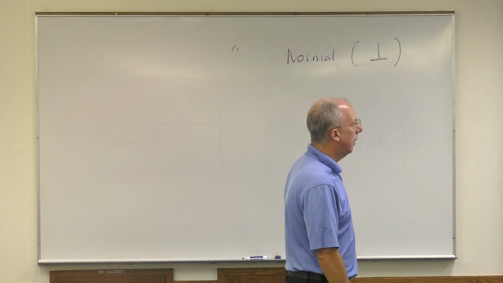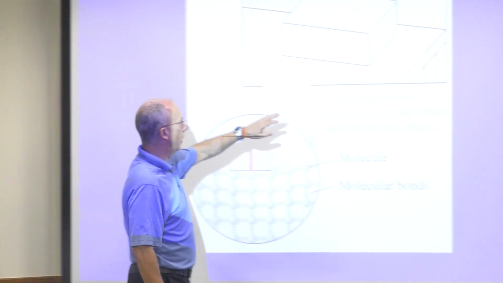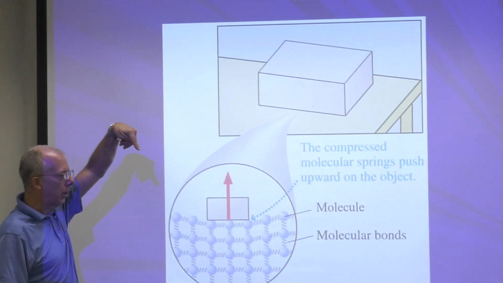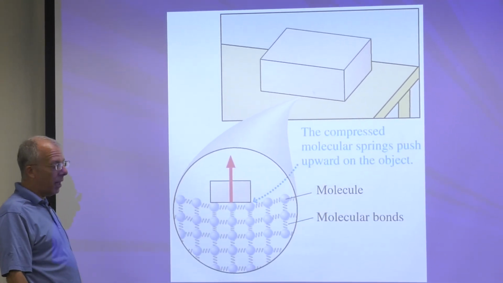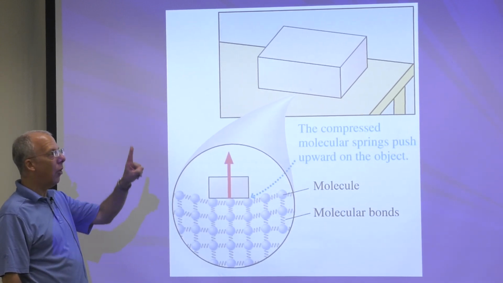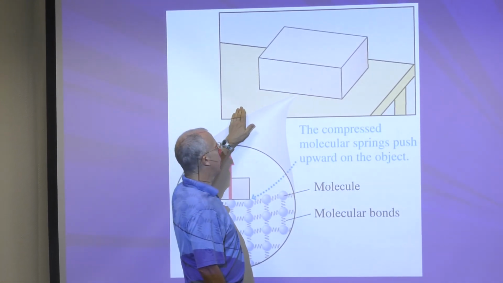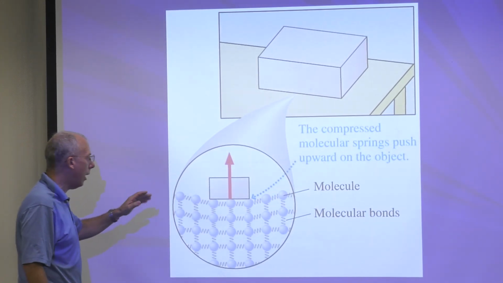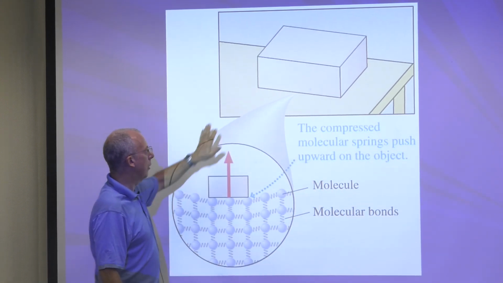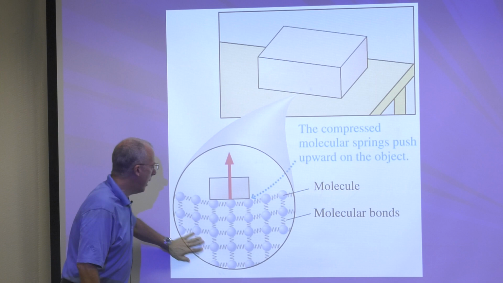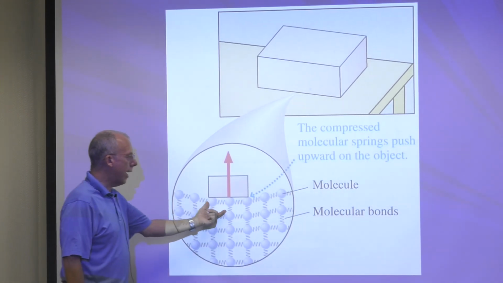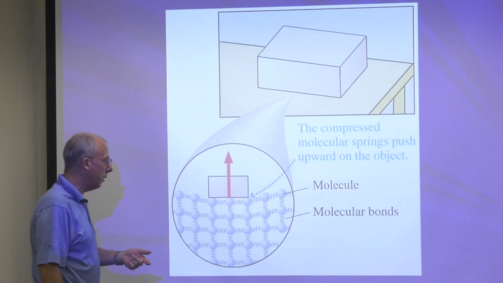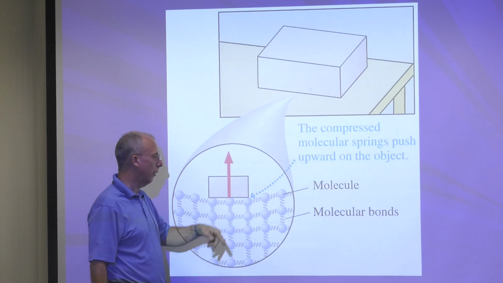So let's talk about it. Here's a picture of a table with a box. Gravity is pulling down on the box, but the box is not accelerating, which means there's an equal and opposite normal force. The table exerts an upward force on the box. What's the physical basis for that normal force? Pretend you have a really good microscope and you're looking at the table. The table is made up of molecules held together with molecular bonds. In physics, we model the bonds as springs. It's a good model.